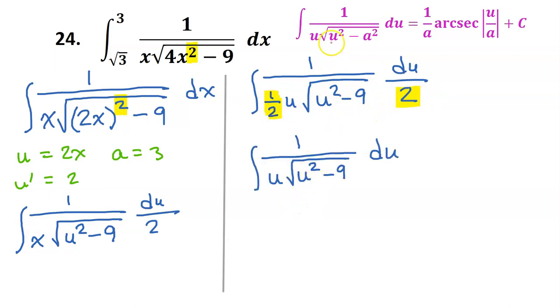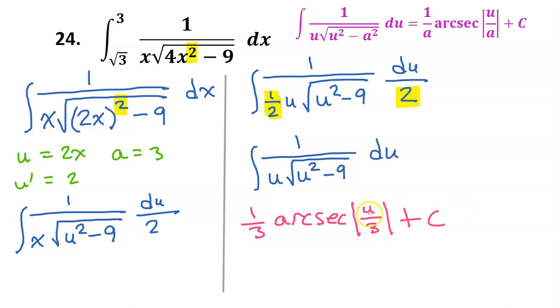Now we have this perfect match with the rule. So let's go ahead and rewrite this with arcsecant. We have 1 over a. Remember that a is 3. So I write 1 over 3. Arcsecant. This is the one with the absolute value. So we write the absolute value of u over a. So that's u over 3 plus c.